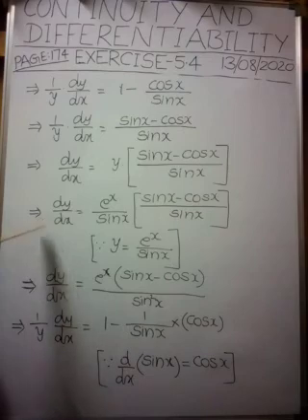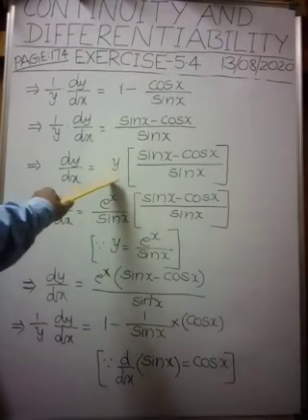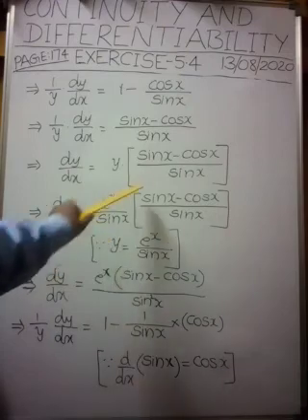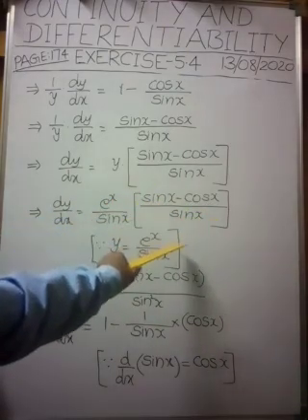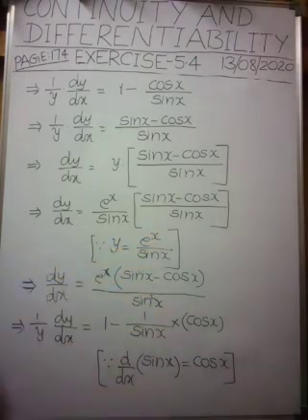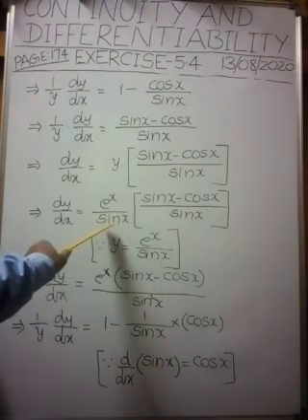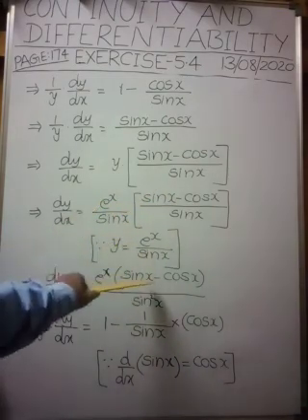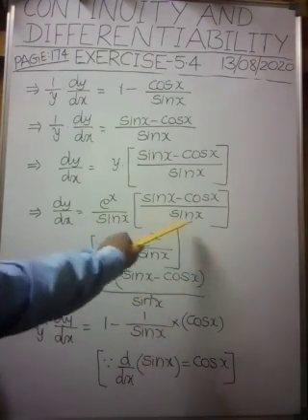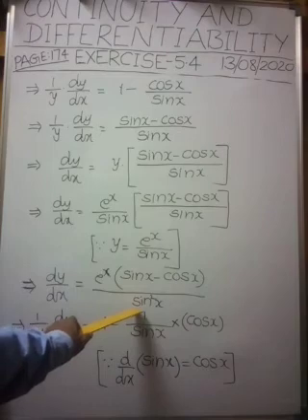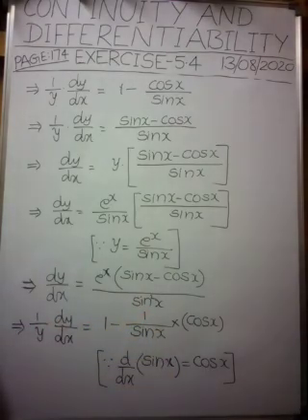Right. This implies dy by dx is equal to, what is y value? e power x by sin x into (sin x minus cos x) by sin x. Because y is equal to e power x by sin x. We assumed at the beginning of the question. Okay, my children? Right. This implies dy by dx is equal to, multiply the numerators and denominators. e power x into (sin x minus cos x) by sin x into sin x. What will you get here? Sin square x. If you observe the answers in the first method and the second method, you get the same answer. Understood the two methods, my dear children?